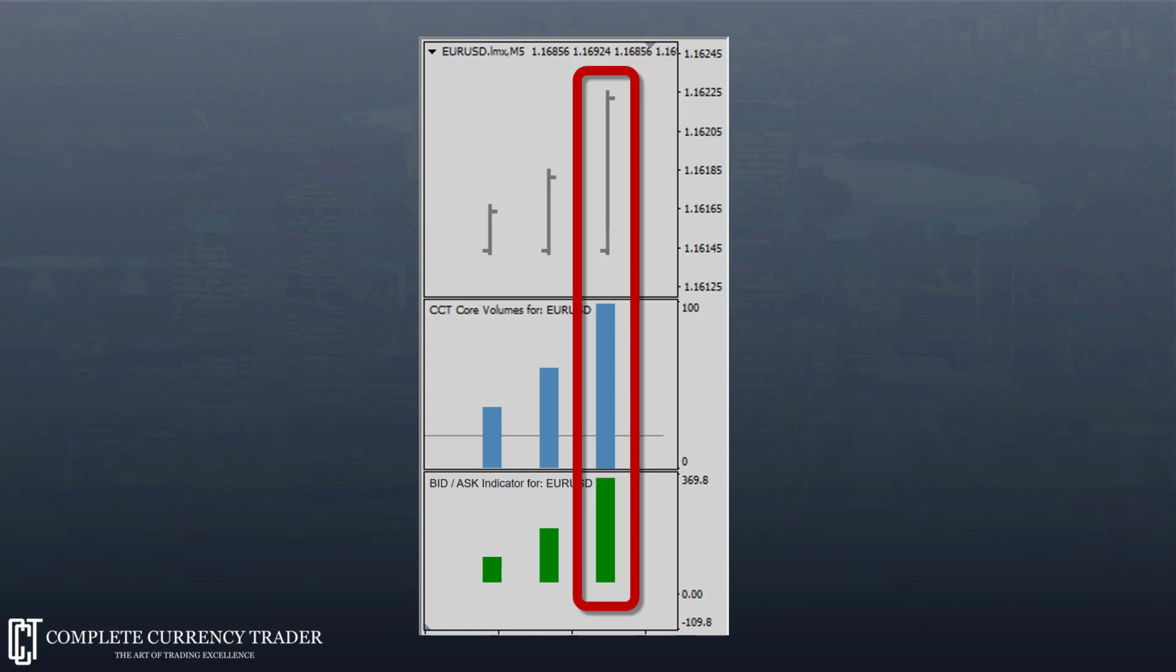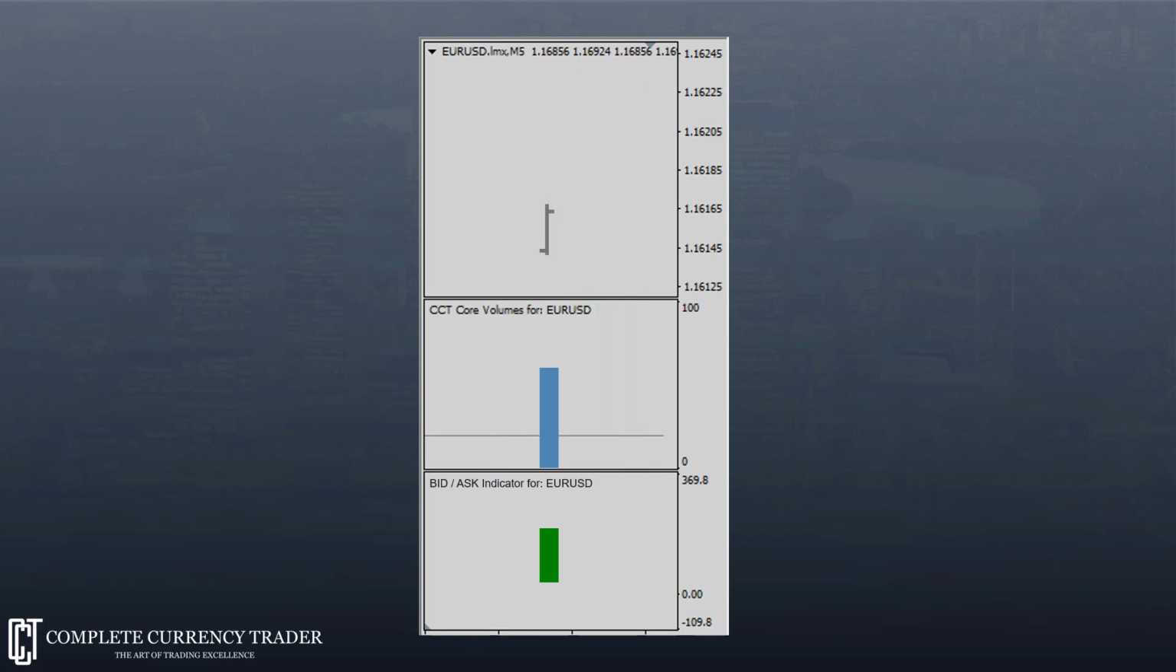Now, just like we shouldn't look at any of these indicators in isolation, we also shouldn't look at these conditions in isolation, because these patterns will mean something different depending on what's been happening previously. For example, here we've got a good core volumes bar and an aligned bid and ask bar, but a small price bar. Now, in isolation, we can say that the total supply and demand imbalance is small, and therefore we don't want to take much notice of this, as we've just been talking about.